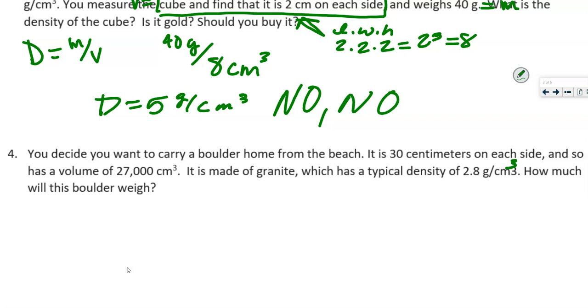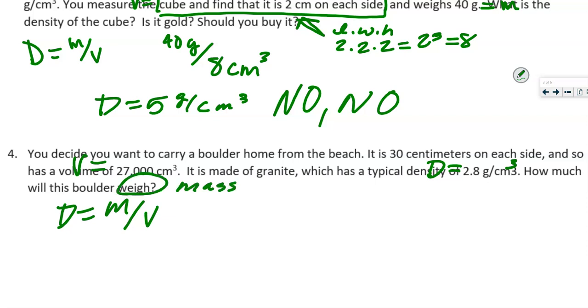Let me see if I need to fix that in the note. Yeah, I better fix that. Okay. This is our volume right there. And it says it has a density of, so density equals mass over volume, right? Weight is mass, okay? So that's what we're solving for here is our mass, okay? So it says our density is 2.8, and this is grams per centimeters cubed. And that's equal to our mass over the volume it gives us. And we're looking for our mass, right?